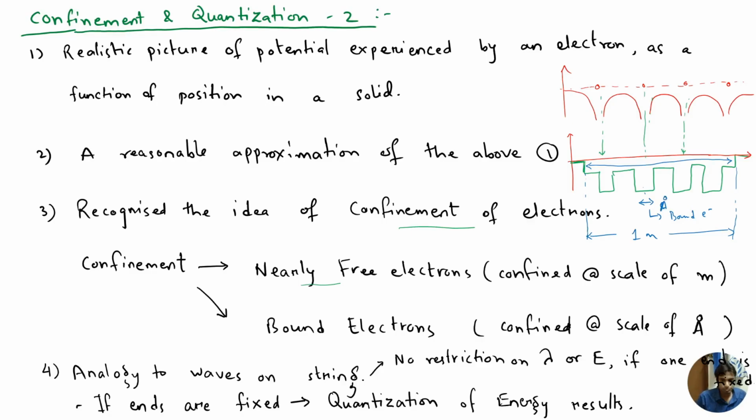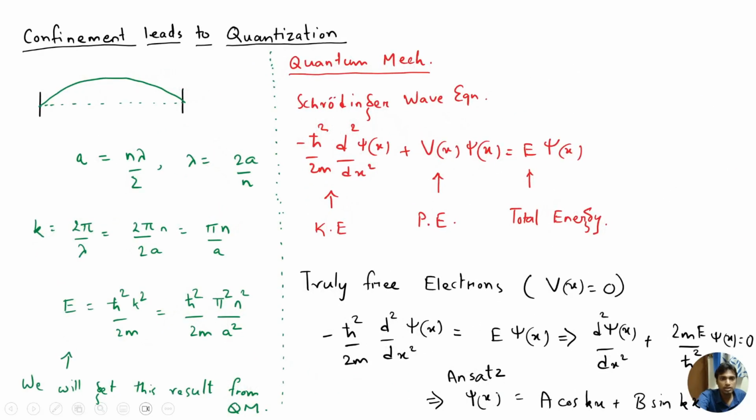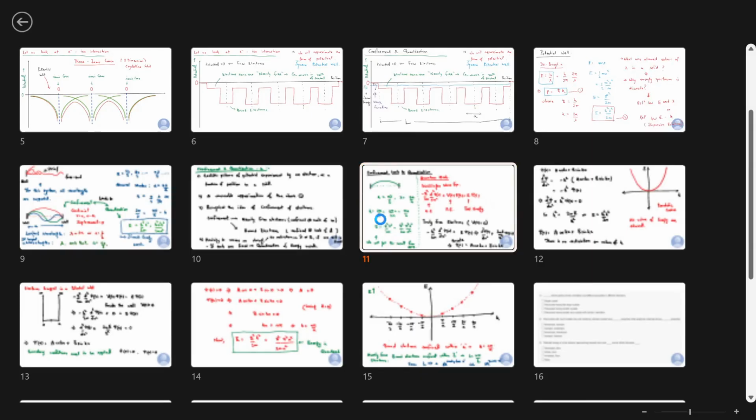Then we saw that analogy on the string. There is no restriction on lambda or E if one of the ends is free, and if both ends are fixed, then we saw that quantization of energy will result. That was till now. Now we will look at what happens with an electron. So this is what we got from the string analogy.